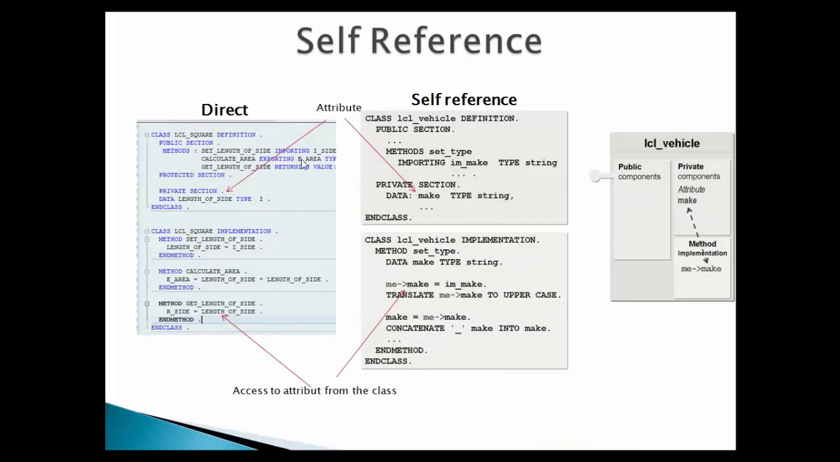We can access attributes of a class from the class itself by using direct access and self-reference access. Direct access is accessing the attributes without additional syntax. For example, in class LCL square, there is a private attribute length of site, and in the method getLengthOfSite, there is an access to attribute length of site by using direct access. And there is no additional syntax.